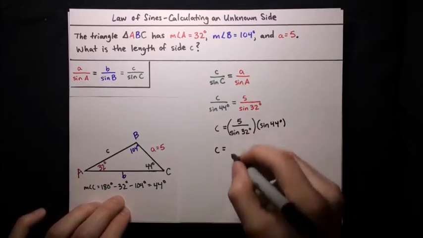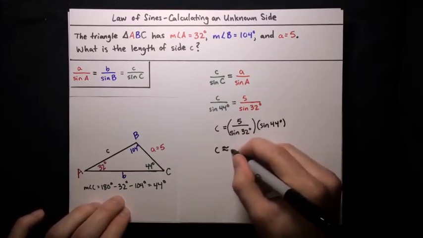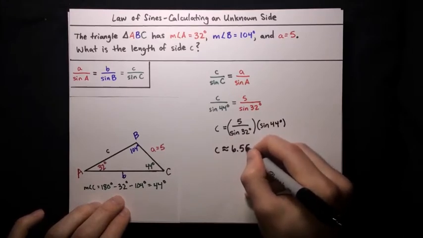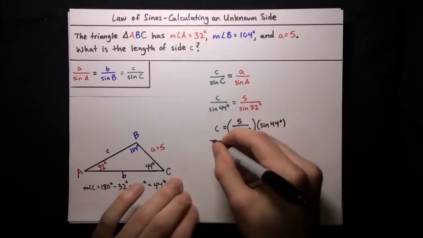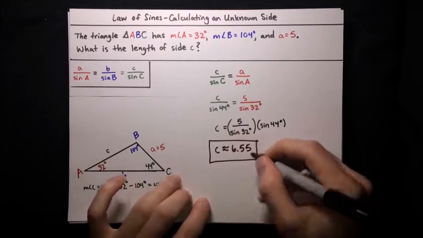The result, C is roughly, approximately, just 6.55. So there we go. That is the length of side C.